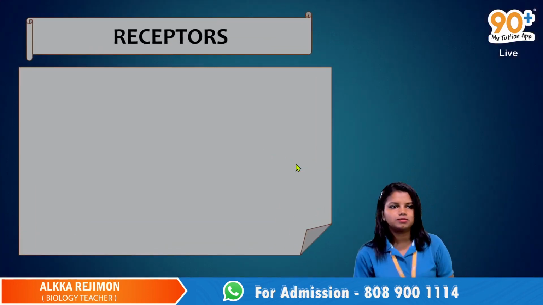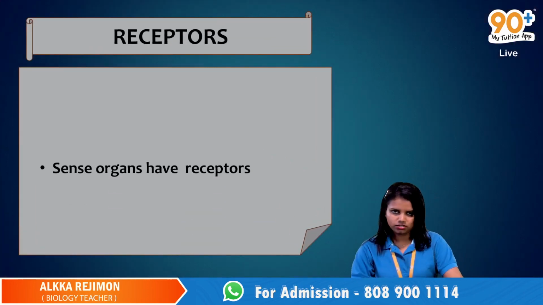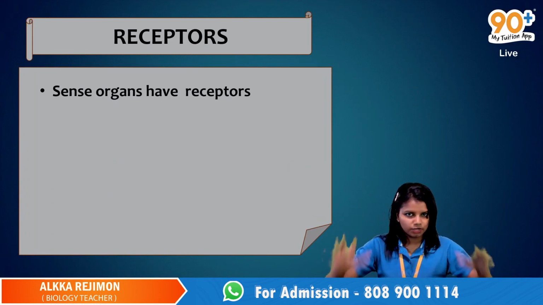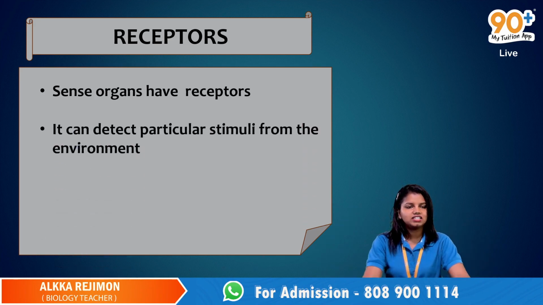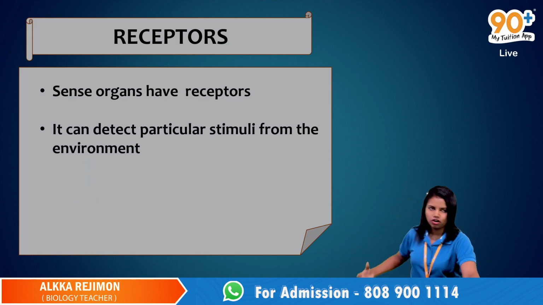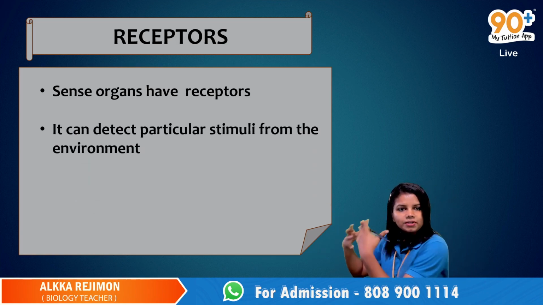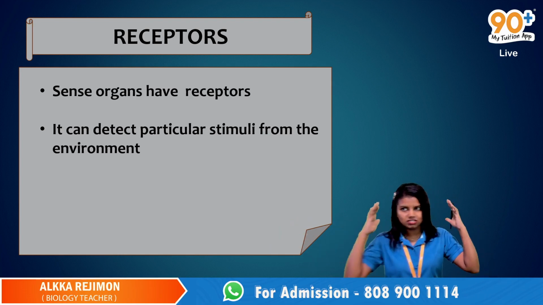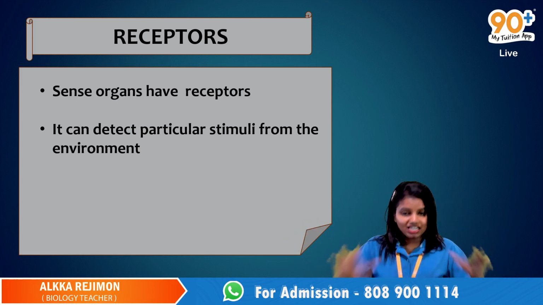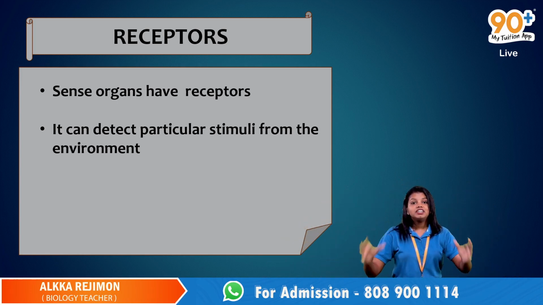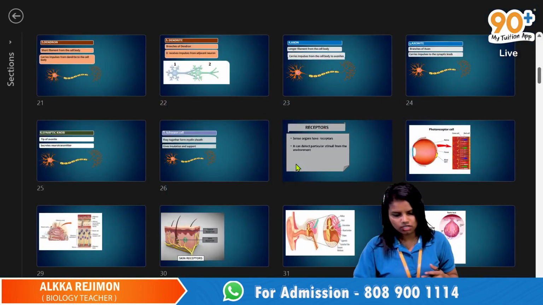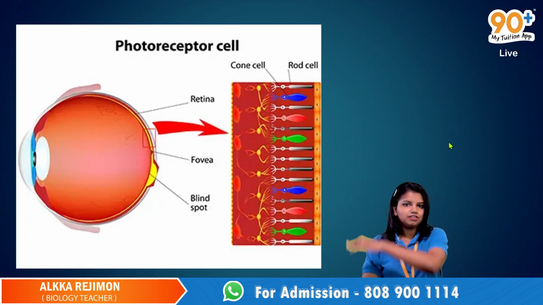Then let's discuss the next topic, which is receptors. All the sense organs in our body have this particular structure called receptors, and these receptors are the part which detects stimuli from the environment. Whenever a change happens around your body, like a change in temperature, pressure, sound, or light, any such stimulus is taken into the body through these receptors. So let's see which are these receptors.